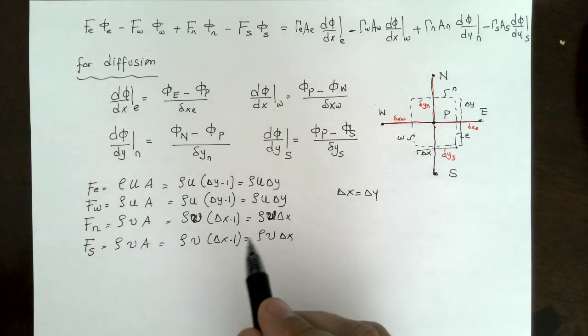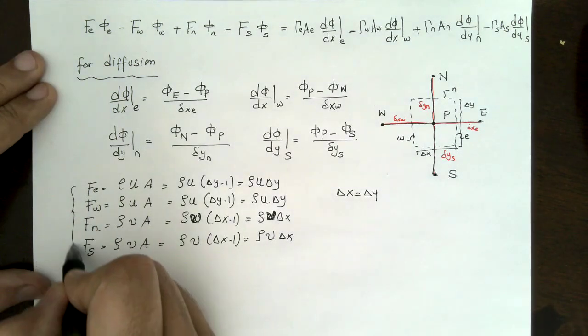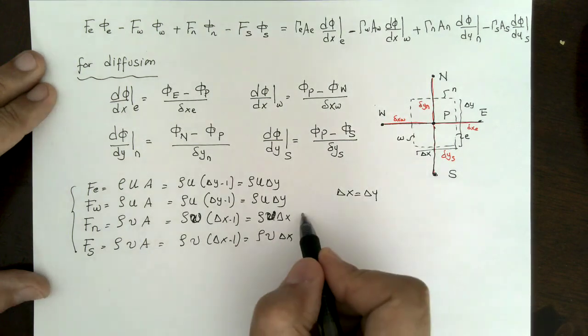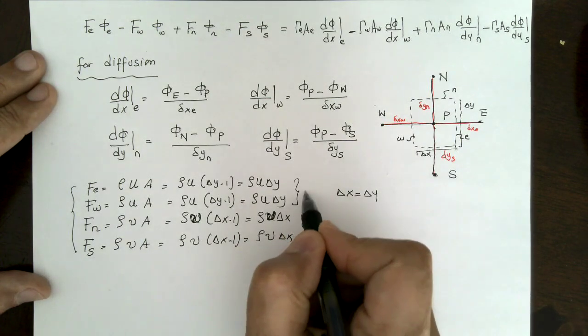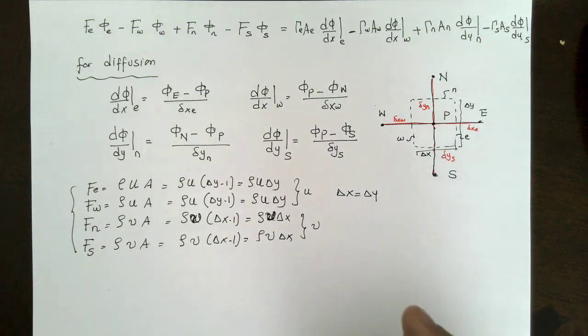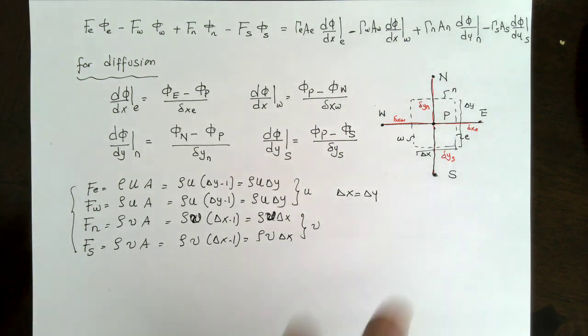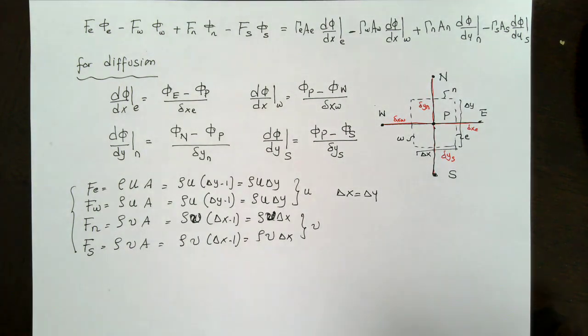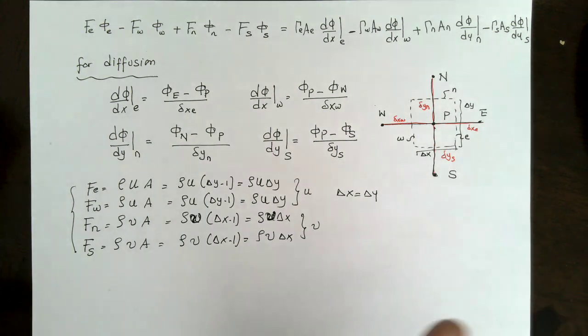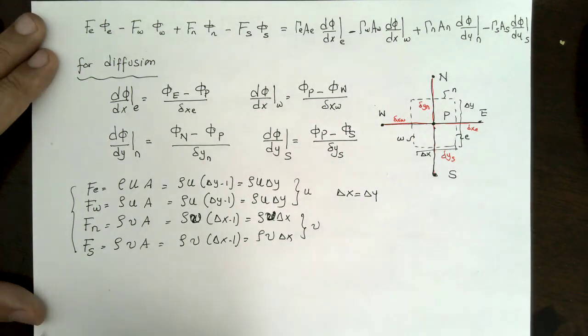So be careful here when you calculate each one of these, because two of them are based on the v component and two of them are based on the u component, and they could be different in values. So in this case, we will not have all the F values the same. So be careful.